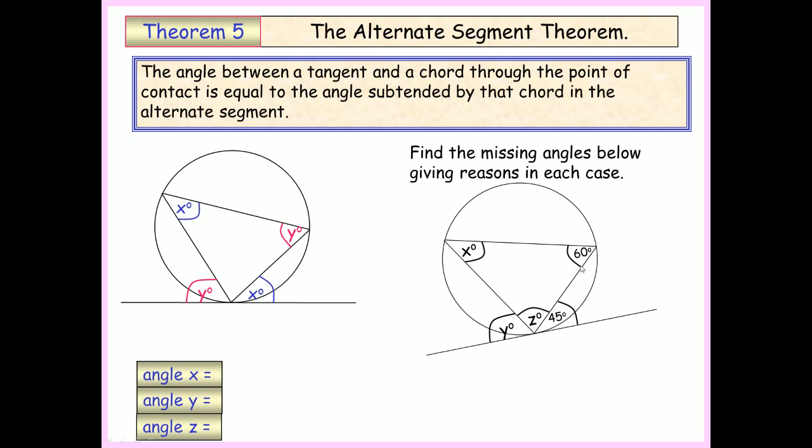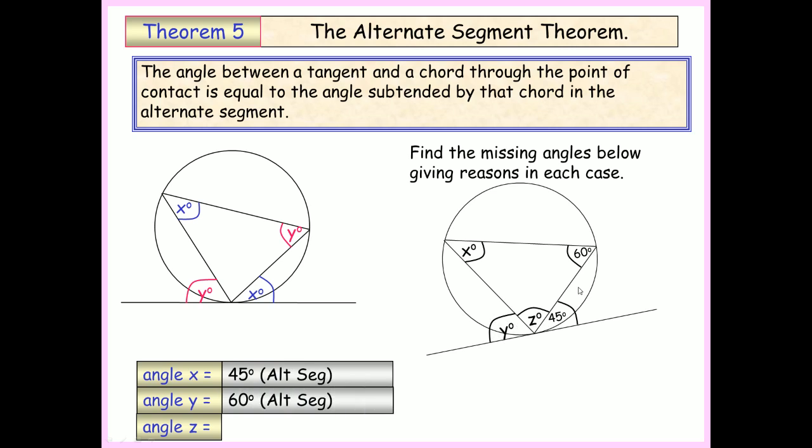Similarly, we know this is 60 up here. That is the angle subtended by that chord or arc. So that's equal to the angle between the chord and the tangent. So y is equal to 60. And we have a straight line here with 60 and a 45, which is 105. We take that away from the 180 because it's a straight line and make it 75 degrees.